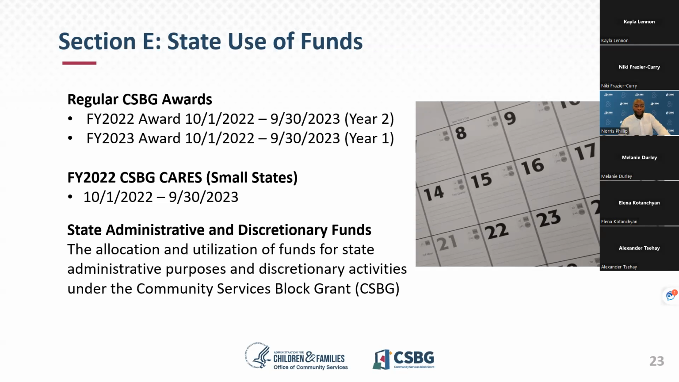I'll repeat again. When reporting in Section E of the regular CSBG annual report, we want you to include the 90% pass-through, the state administrative funds, and the discretionary amount. For the CARES annual report, the information in Section E is to include CARES-only funds. And now I'll discuss the specifics in Section E. Next slide, please.